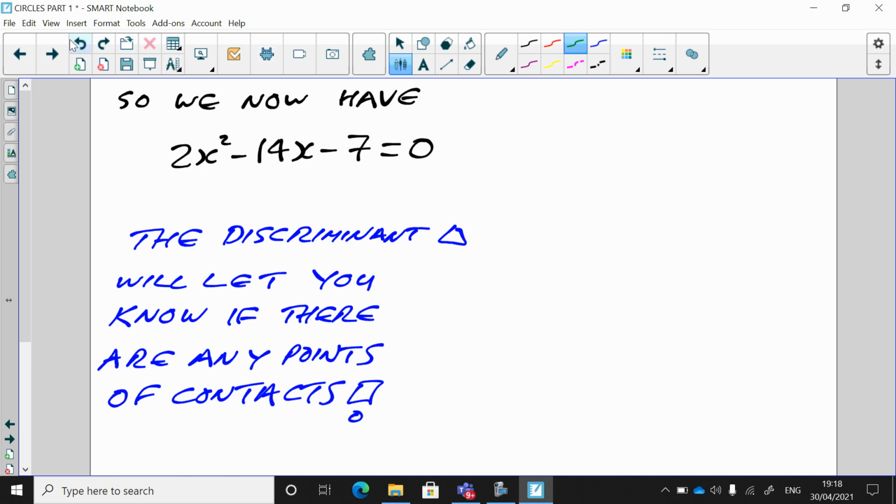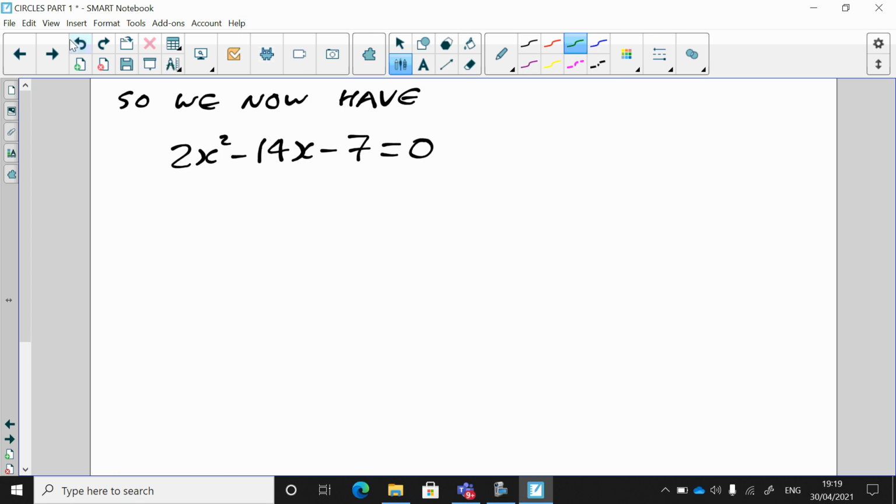I know that's not nice to factorise. I can do it, I can use the quadratic formula, I get solutions. But they're only asking for points of contact here. Is there 2, 1, or 0? The discriminant will let you know this. So that's why I'm going down this route for the discriminant. Let's go and get the discriminant. So that means the discriminant, there you go, delta, b squared take away 4ac.